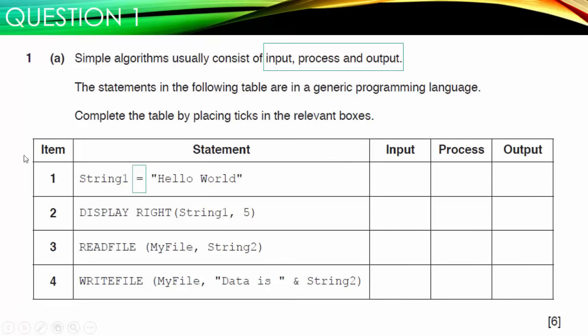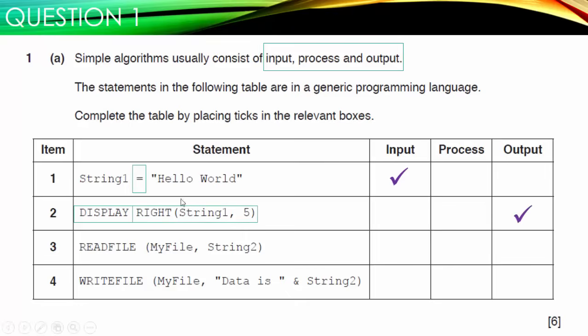In the first one, we have an equal sign, which means we are assigning a value. So what is that? Is it going to be input, process, or output? Well, we're taking input because what we're doing is we're taking hello world and we're storing it inside string 1. So that's going to be input. There's nothing else happening in this section. Let's take a look at the next one. We have display. Display is a dead giveaway. If it's being displayed to a user, we know right away that must be output.